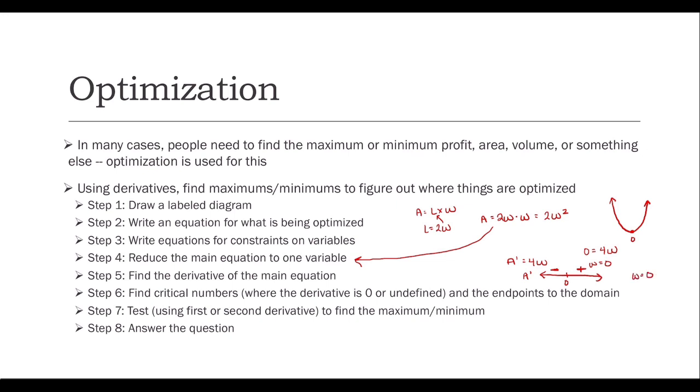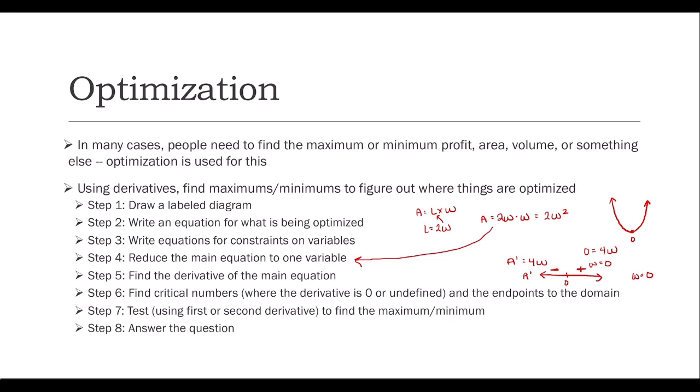And then endpoints would be if you have a restriction on your domain. For example, your width has to be greater than 0 for finding the area of something, and then you could have a restriction saying that it needed to be less than 10, for example. So then you would test both endpoints as well.